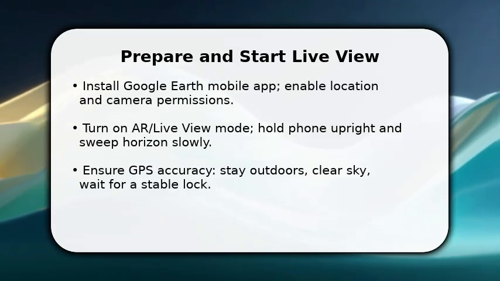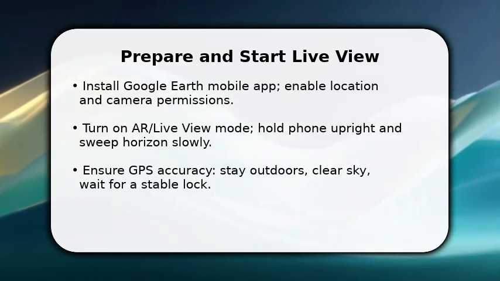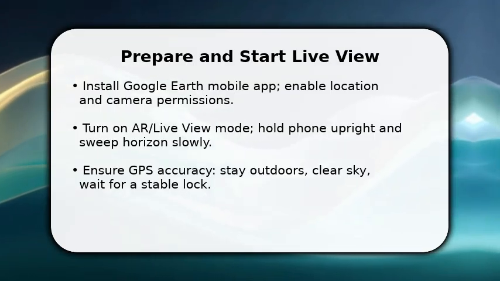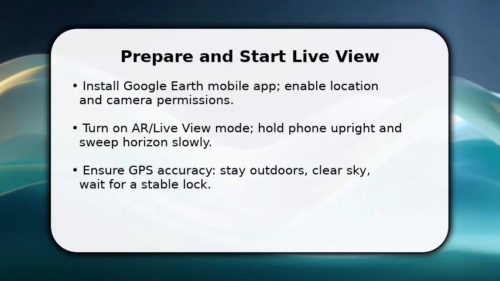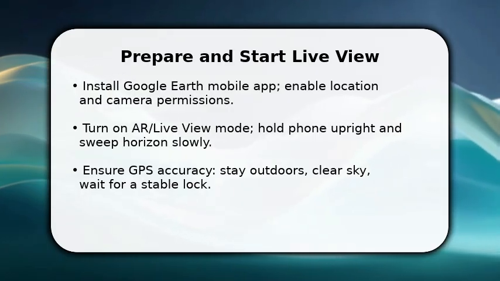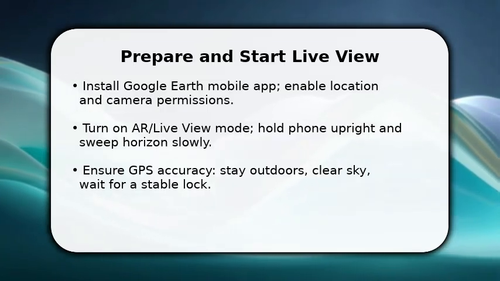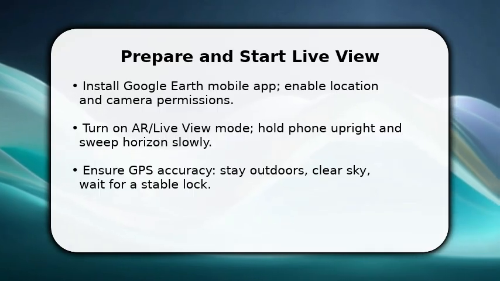Open Google Earth on your phone, grant camera and location access, and switch to Live View. Start by holding the device upright and sweeping the horizon so the app can match visual features to the map. Once the app locks your position, virtual overlays appear. This is how the system aligns map data with real-world imagery.